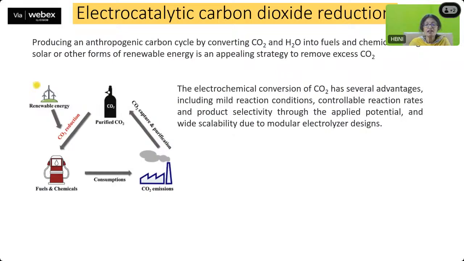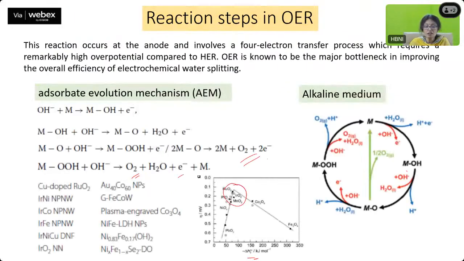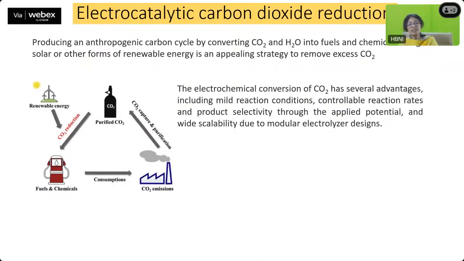Then another important point is electrocatalytic carbon dioxide reduction. That is another very important topic which is finding a lot of impetus. A lot of research is happening right now on it. What it does is produce an anthropogenic carbon cycle by converting carbon dioxide and water into fuels and chemicals using solar or other forms of renewable energy. And this is a very appealing strategy to remove excess carbon dioxide.